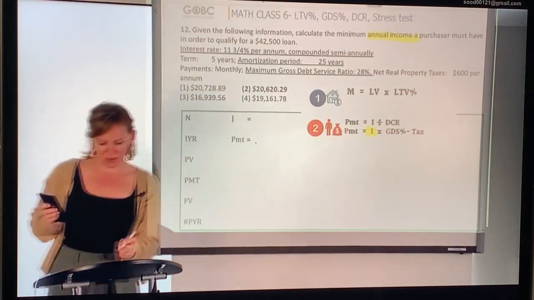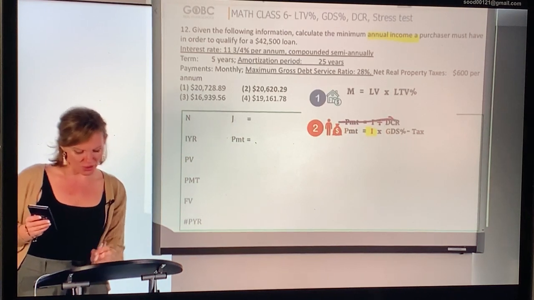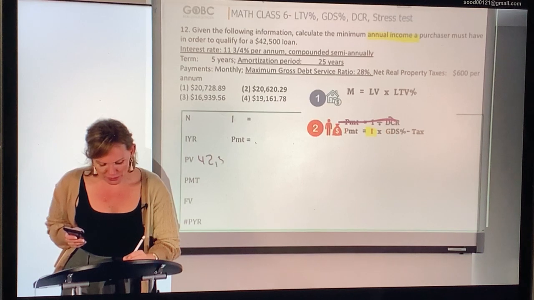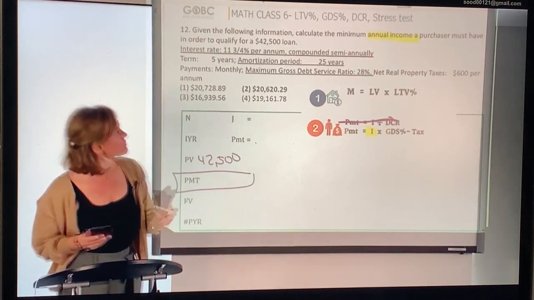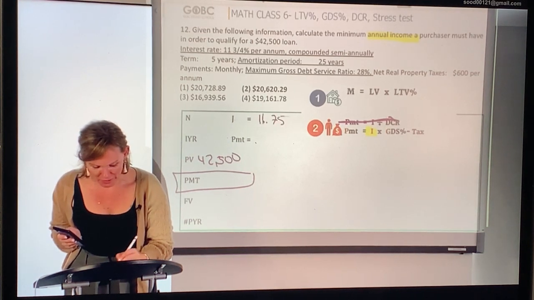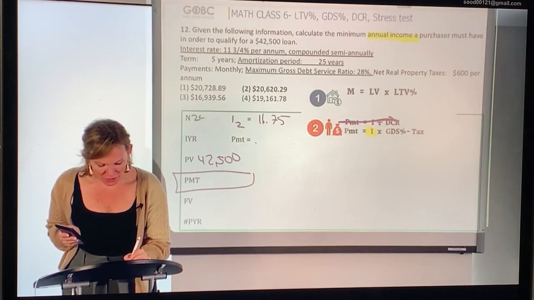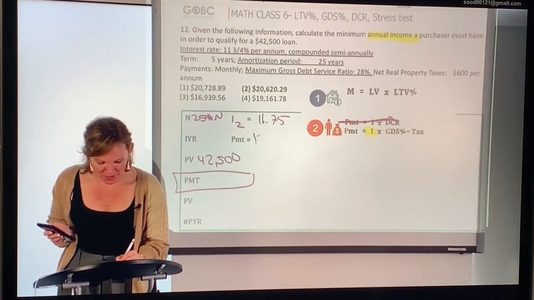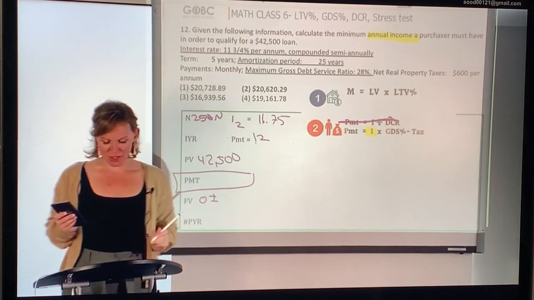Yeah, it does. Okay, so I'll cross off the commercial stuff. It's not about commercial. What do we have? We have a loan of 42,005. So that's your present value. It will help you to find the payment. What else? We have the rate of 11.75 compounded semi-annually. 25 years amortization. Then we have a 5 year term, which you'll never use. Monthly payments. And that's enough information to find a payment when we need to.